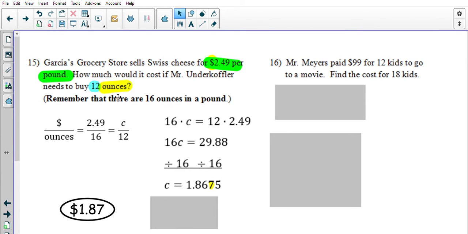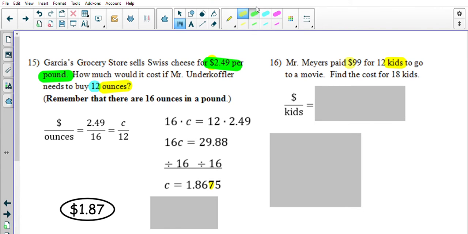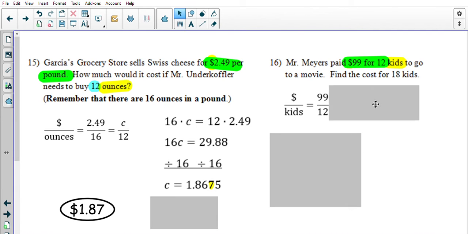All right, let's take a look at number 16. Mr. Myers paid $99 for 12 kids to go to a movie. Find the cost for 18 kids. So we're talking about cost compared to the number of kids. So set up a ratio of dollars per kid. In our first sentence, we know it's $99 for 12 kids, so that will be 99 over 12.